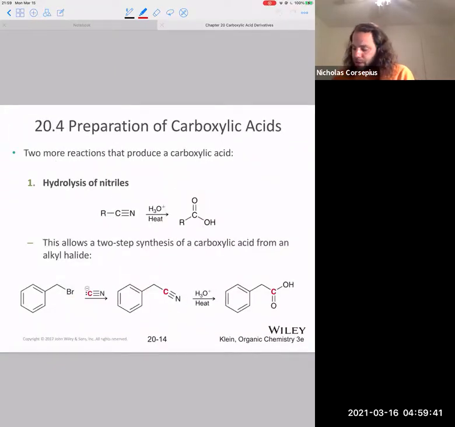Another one that we actually did talk about last chapter, but worth going over again, is that we can take a nitrile group, this cyano group here, and just by using acid and heat, that will hydrolyze all the way to a carboxylic acid. So this is now another way that we can transform one functional group into a carboxylic acid.